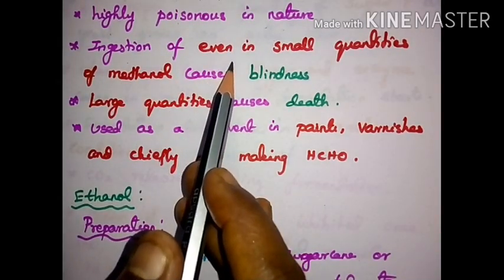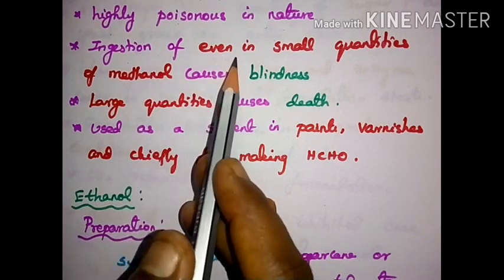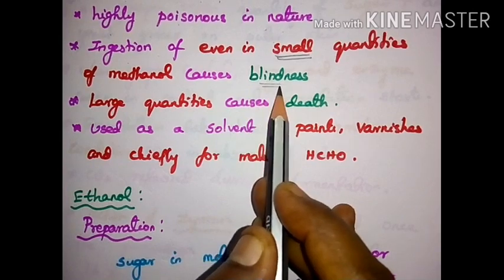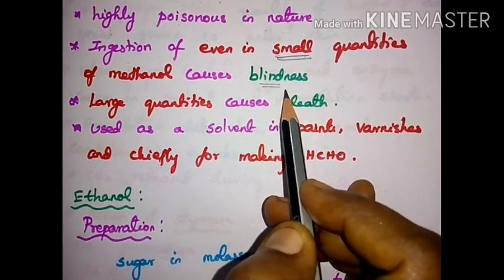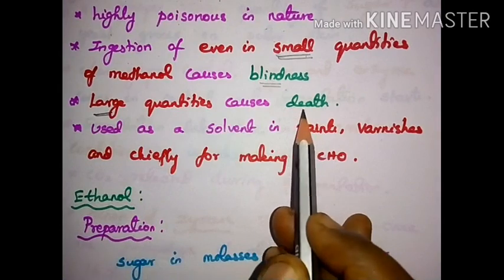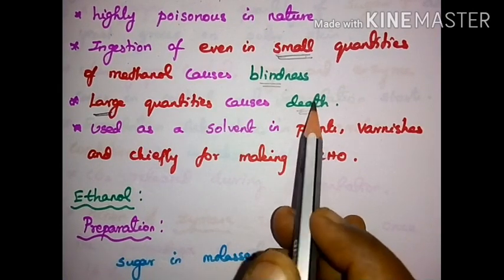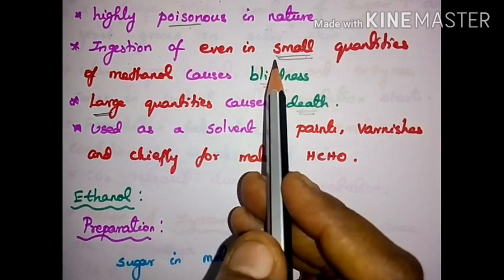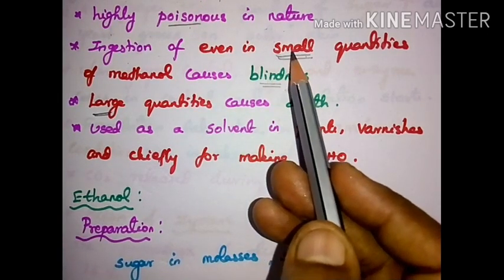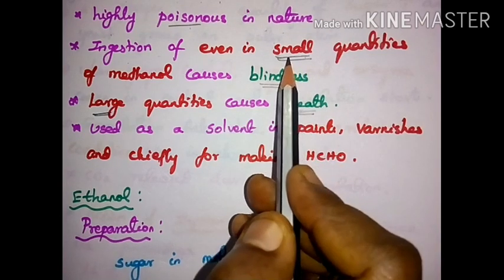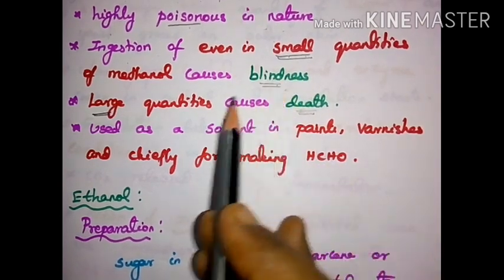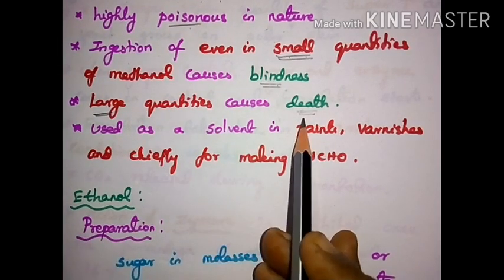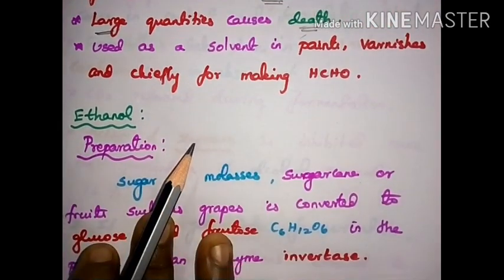Ingestion means if it is taken in. Ingestion of even small quantities of methanol leads to blindness. Large quantities even cause death. So it is highly poisonous: if we drink it, small quantities cause blindness, and if it is taken in large quantities, it causes death.